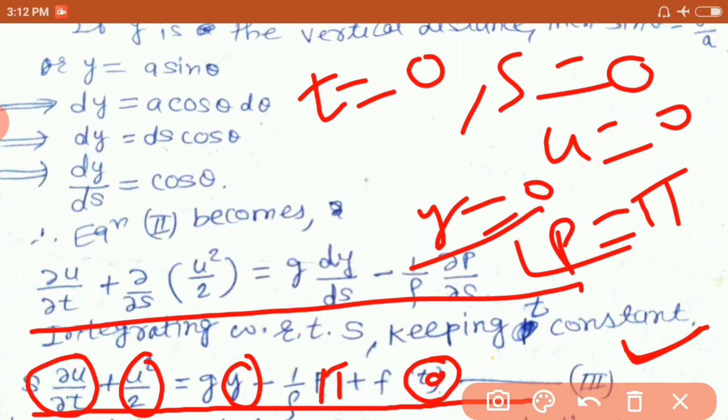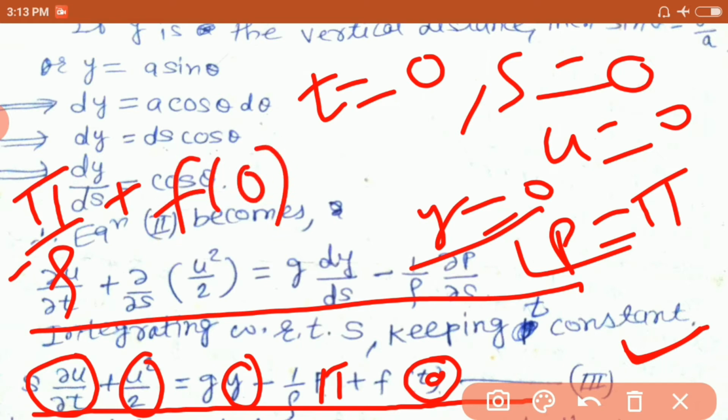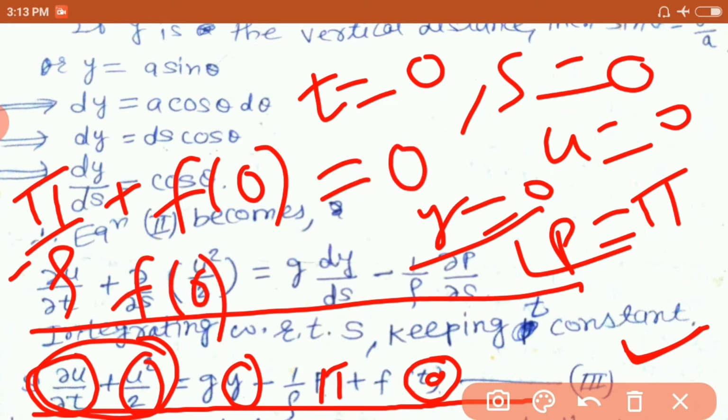t is 0, so f of 0. So what we get? We get minus pi by rho plus f of 0, and this part is 0, so this is equal to 0, and therefore f of 0 is equal to pi by rho. f of 0 is equal to pi by rho. Suppose this is number 4.